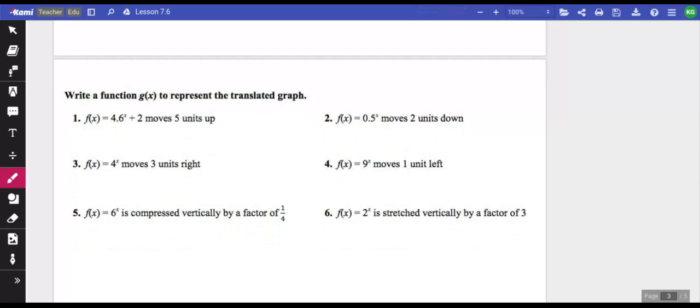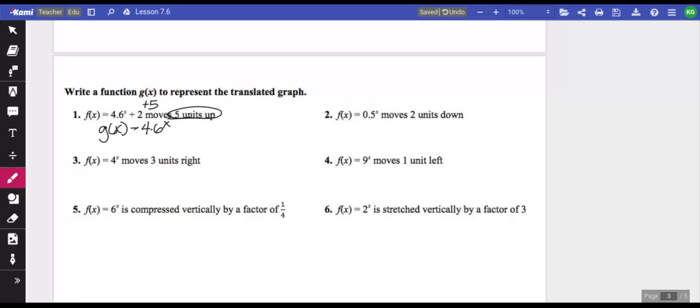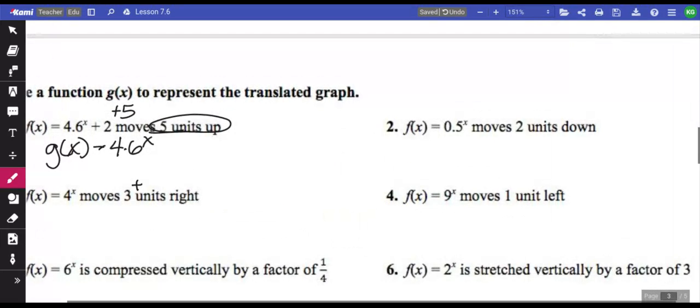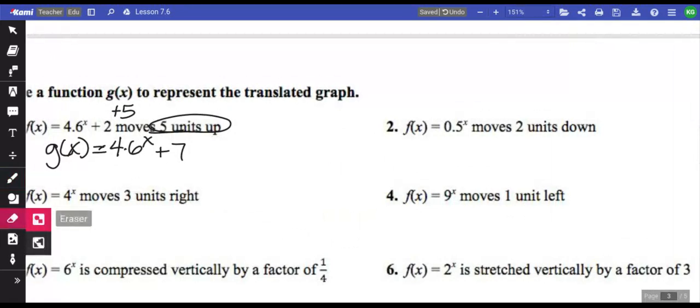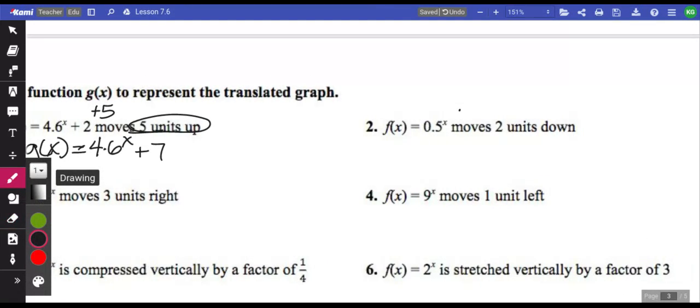So here they're giving us an original function and they want us to write another one. So they want us to take 4.6 to the x plus 2 and move it up another 5 units. So I'm going to add that to the back to make it go up. My new one will stay as 4.6 to the x power. However, when I combine like terms, it'll be plus 7. On number 2 now, they want us to move it down. So I'm going to put a minus 2 at the end. So my g of x would become 0.5 to the x power minus 2.